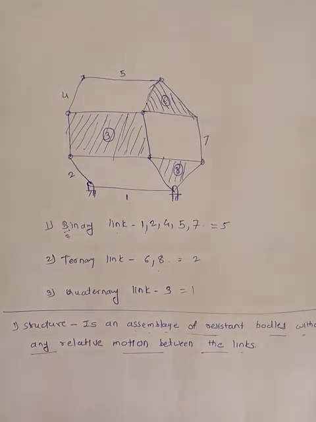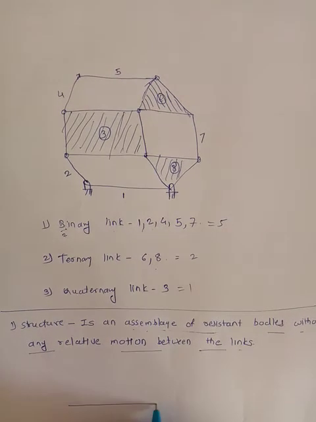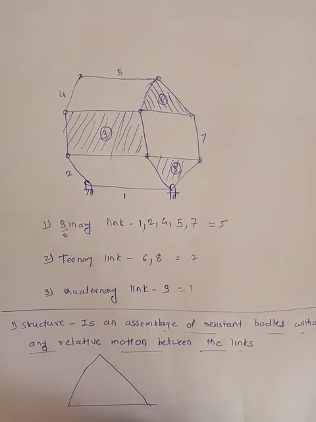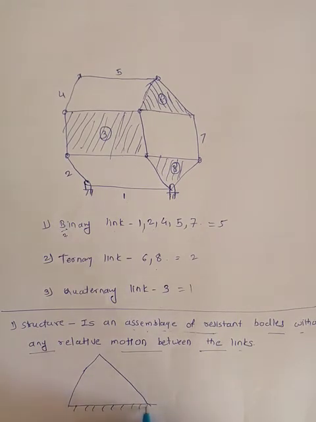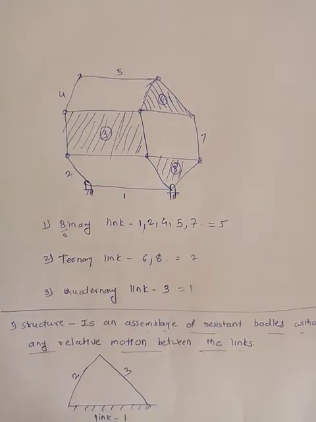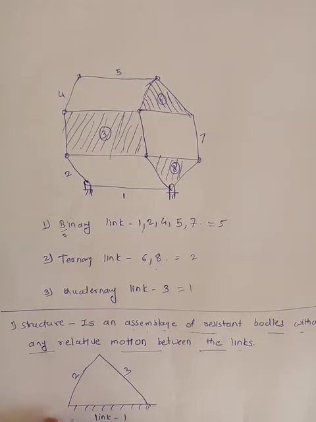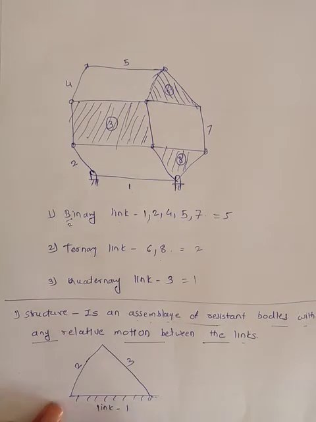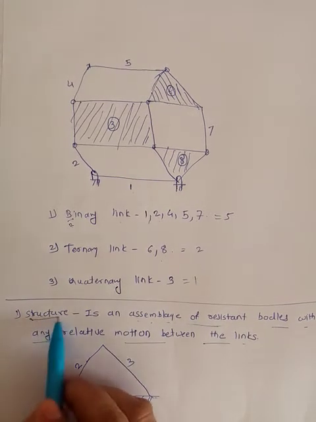Okay, now suppose this is link 1, this is link 2 and this is link 3. This link will be fixed, whether it is link 1, link 2 or link 3, so that there will be no relative motion between these points. So it is called the structure.